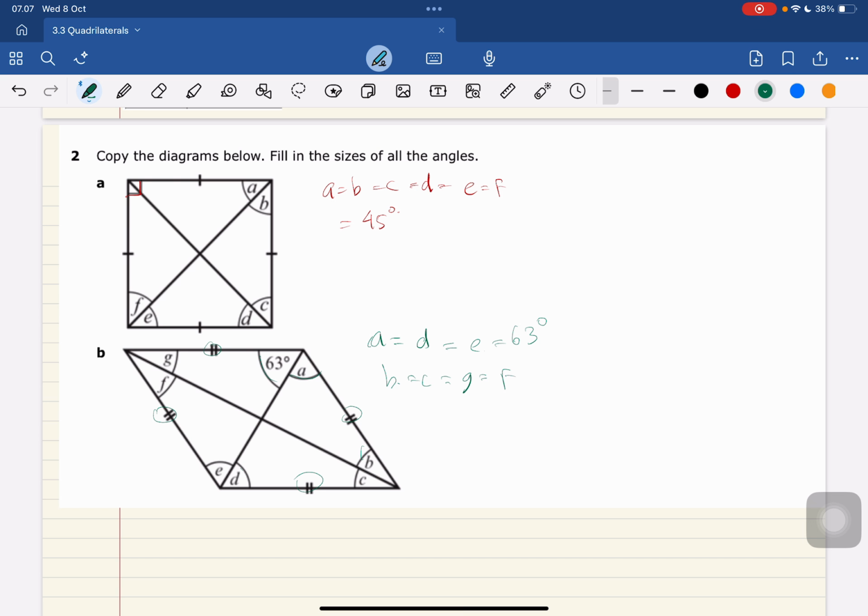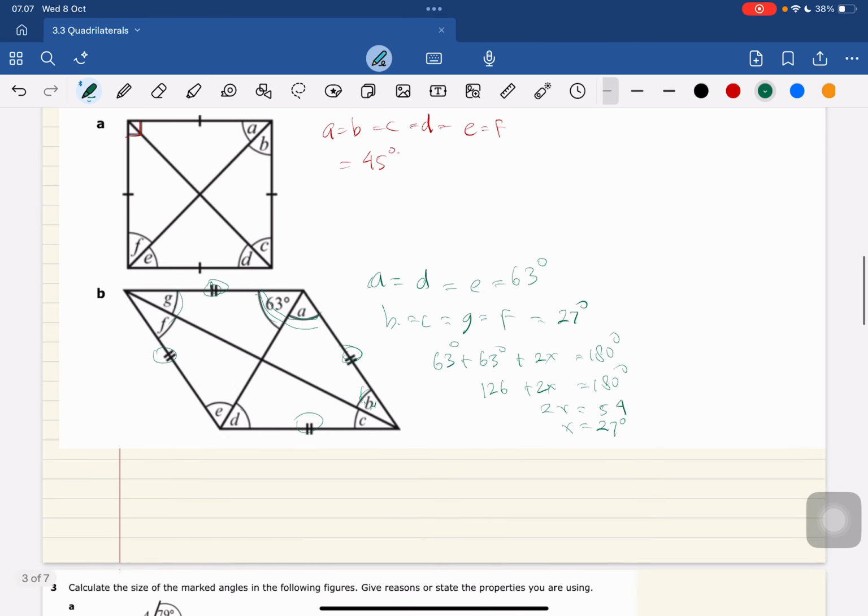How can we find it? Look at it. This is a base isosceles triangle, so G and B are equal. So 63 degrees plus 63 degrees plus 2x, let's make this x. The two sides equal, total 180 degrees. So 126 plus 2x equal to 180. So 2x equal to 54, which is x equal to 27 degrees. So B, G, F, and C equal to 27 degrees.